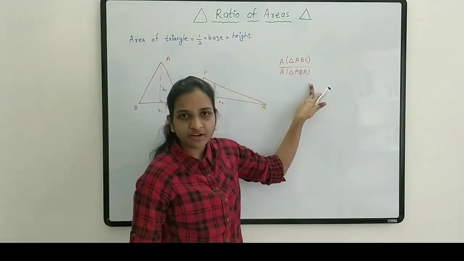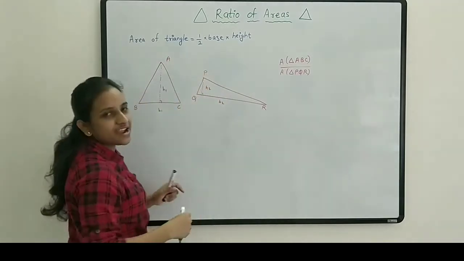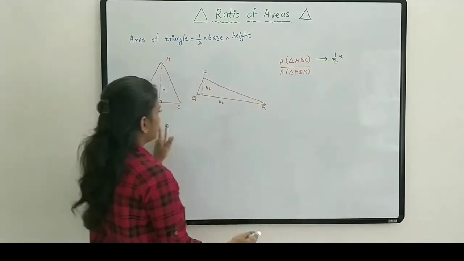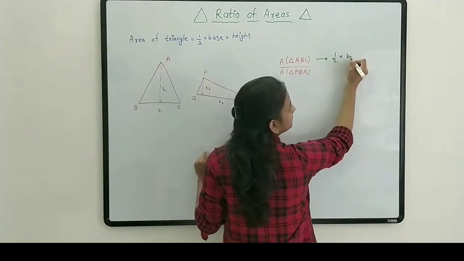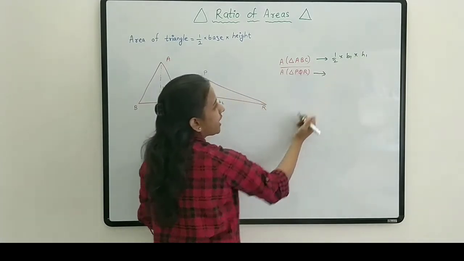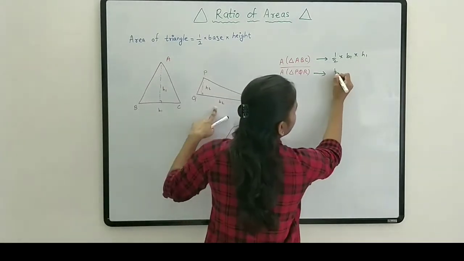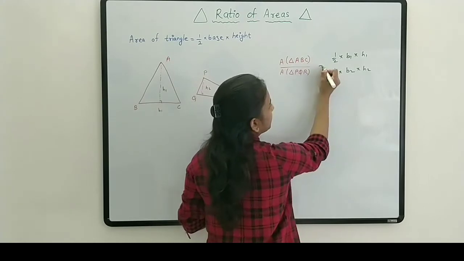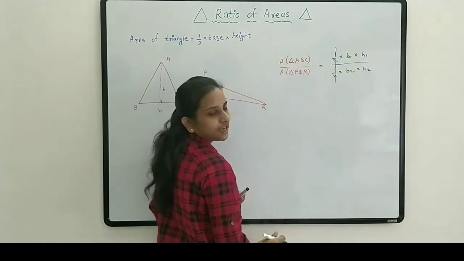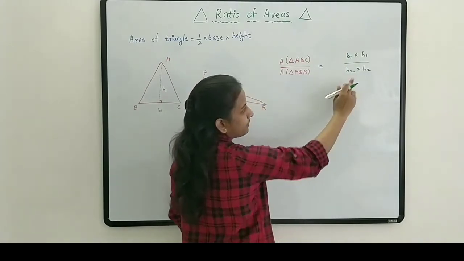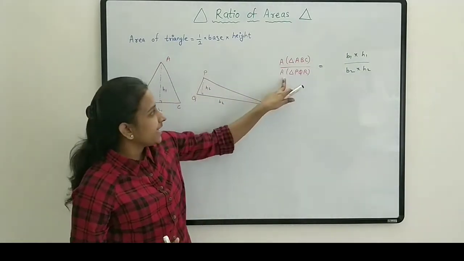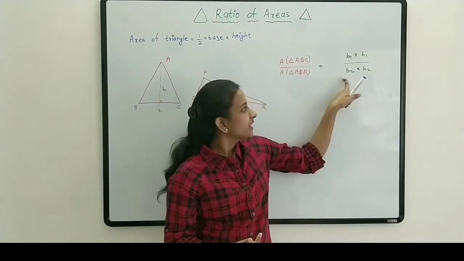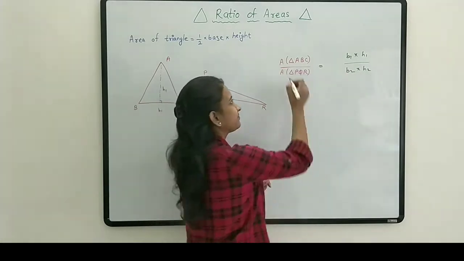Area of triangle ABC by area of triangle PQR. With this formula we can find the area of each triangle individually. See, area of triangle ABC is nothing but half into base into height, half into B1 into H1. Right? Now for triangle PQR, area is half into B2 into H2. When we take the ratio, this half gets cancelled. So we are left with B1 H1 by B2 H2. So we can say the ratio of areas of two triangles is nothing but the ratio of the product of their base and corresponding height. Okay.